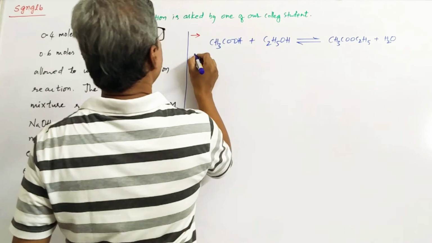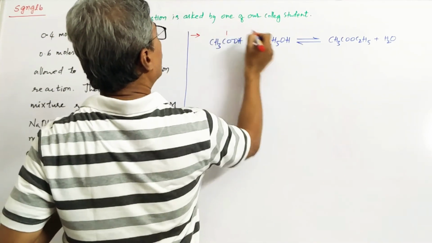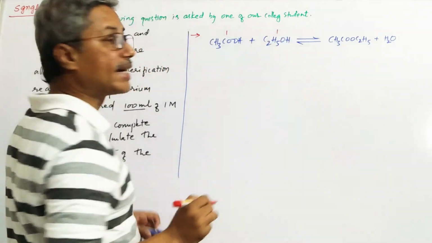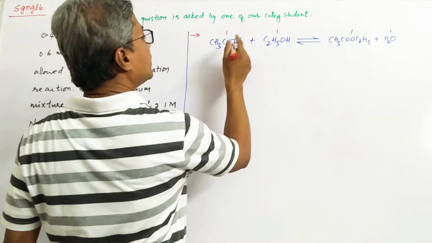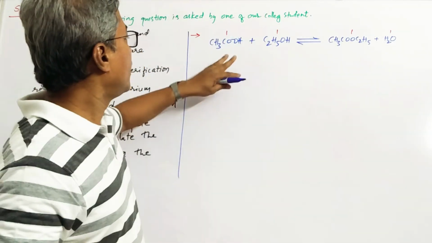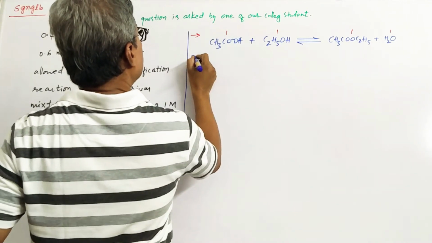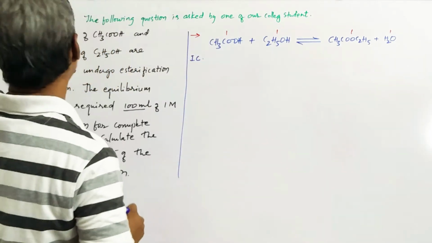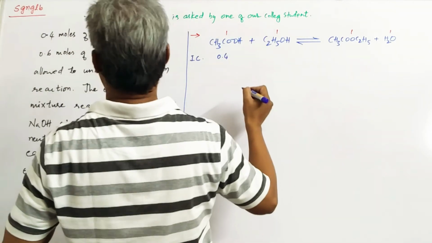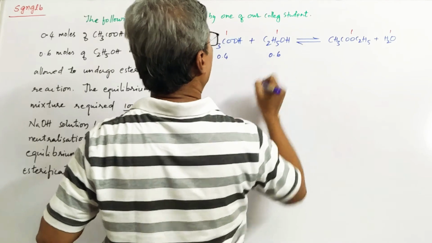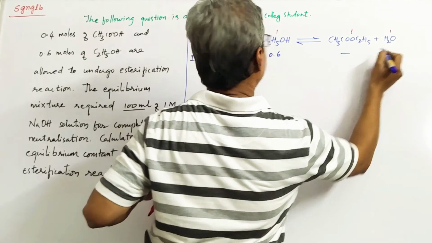Here, the reacting ratio is very important. 1 mole of this reacts with 1 mole of this completely to give 1 mole of this and 1 mole of this. So at the end of this reaction, nothing remains. Try to understand this. Here the initial concentration given is how much? 0.4 mole of ethanoic acid and 0.6 mole of ethanol. This is the initial concentration.